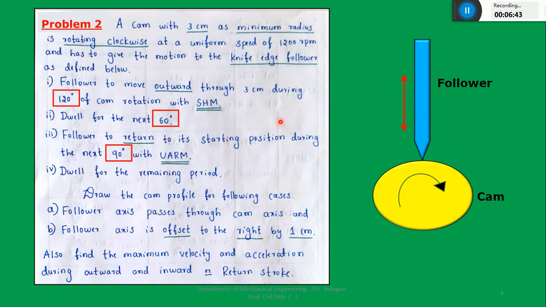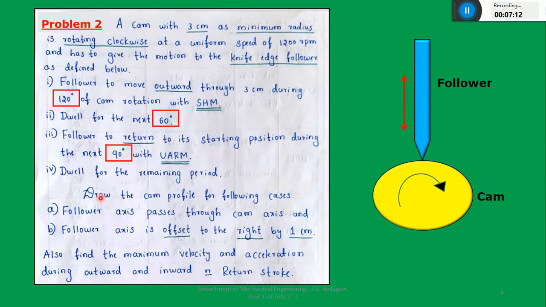First one is the outstroke angle, that is 120. Next, first dwell angle 60. After that, return stroke angle 90 degrees, and the second dwell angle is again 90. So you can calculate. Total is 360. 360 minus 90 minus 60 minus 120. The remaining period means it will be the remaining angle that is covered by the cam. So these are the four angles. Okay, you have to calculate the last one. The fourth one you need to calculate.